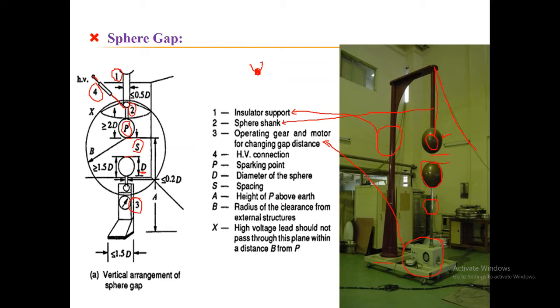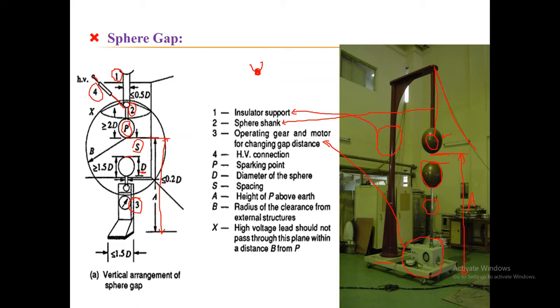A represents the height above P, meaning the height of the sparking point, or the high voltage electrode. Here you can see this is the spacing A, which is the height of the high voltage electrode's sparking point with respect to the ground. So in this case this will be your A, the height of the sparking point with respect to the ground.